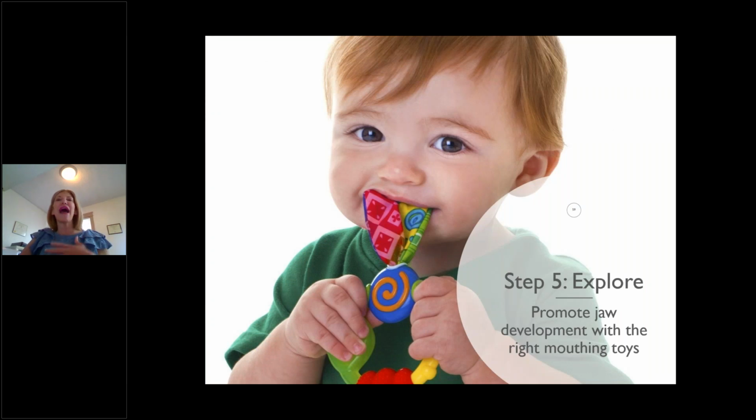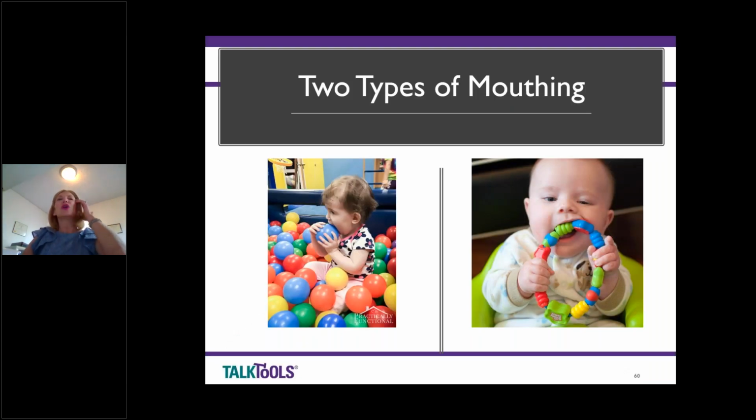Step 5, exploration. We want to promote jaw development with the right mouthing toys, not the pacifier. Diane Barr explains in detail there are 2 types of mouthing. We have non-discriminatory mouthing, and that means I'll mouth my hands, I'll mouth anything I can get in my hands. I'm a baby and I don't know the difference between what I'm allowed to put in my mouth, so I need you to teach me.